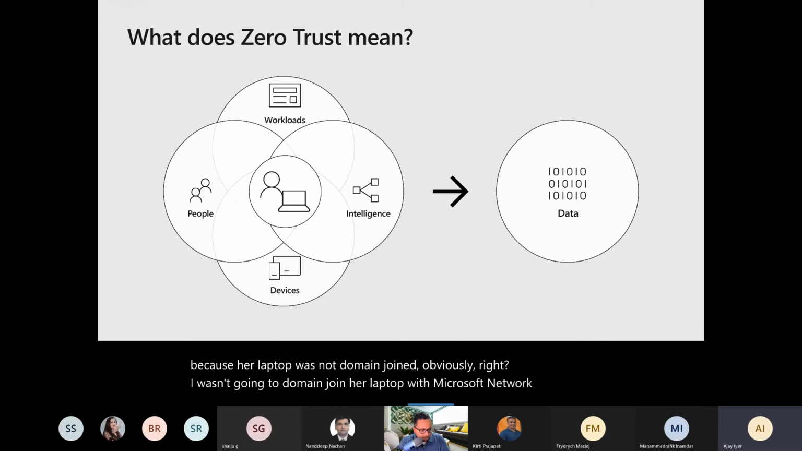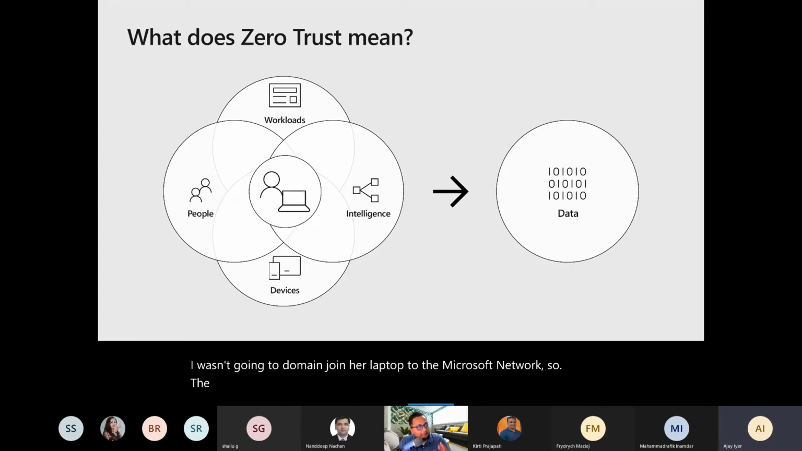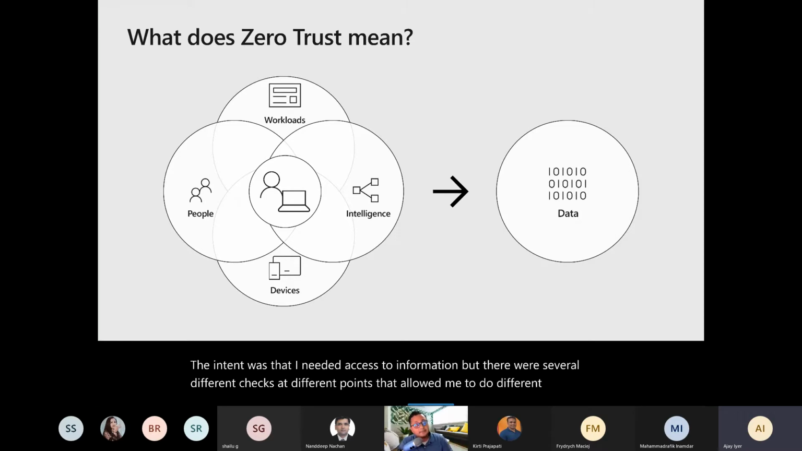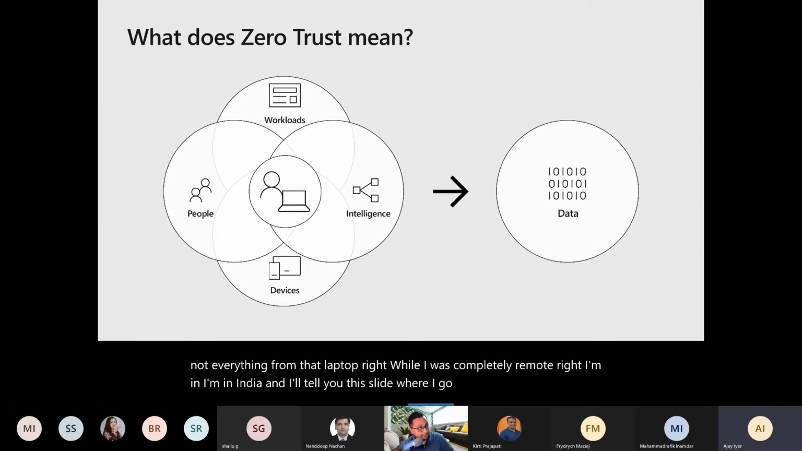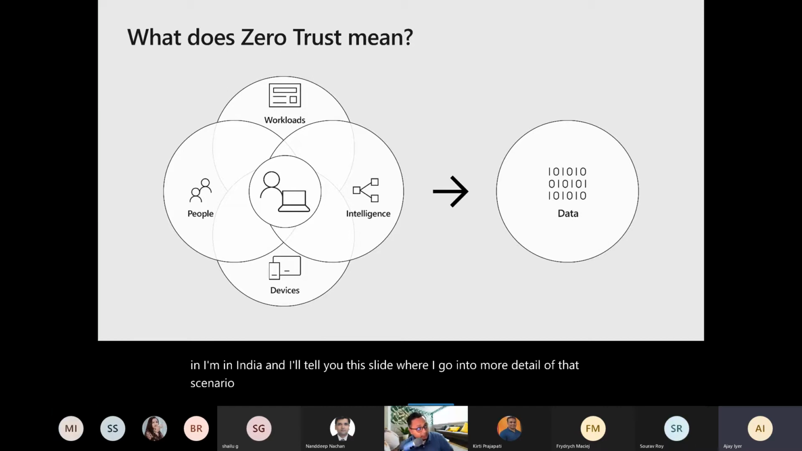So the intent was that I needed access to information, but there were several different checks at different points that allowed me to do different things, but not everything from that laptop, right? While I was completely remote, in India. And I'll tell you, there's a slide where I'll go into more detail of that scenario exactly and what the different checks were. But the point of this is this.